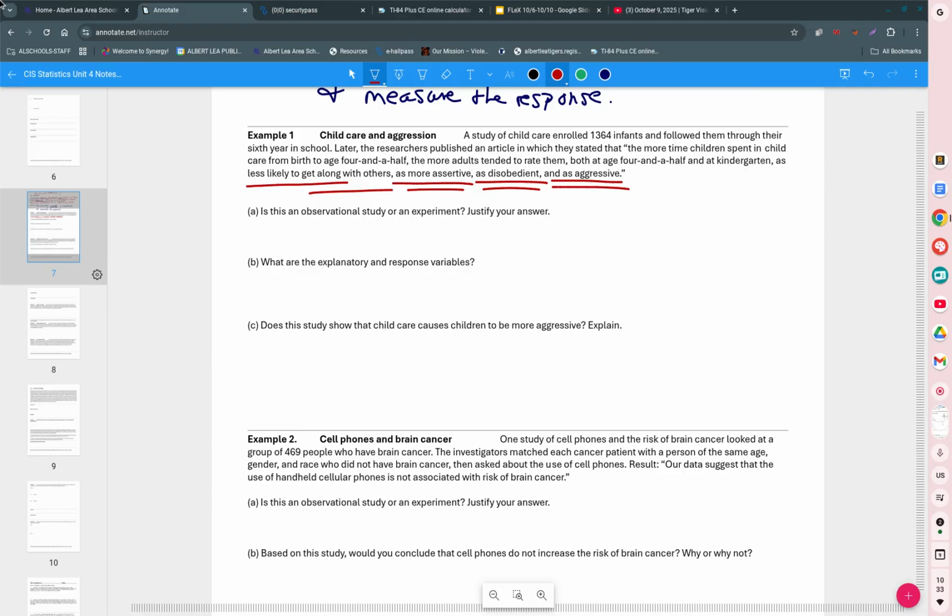Do you agree or disagree that kids that are in child care are more likely to not get along, be disobedient and aggressive? What do you think? Go, talk. What do you think?